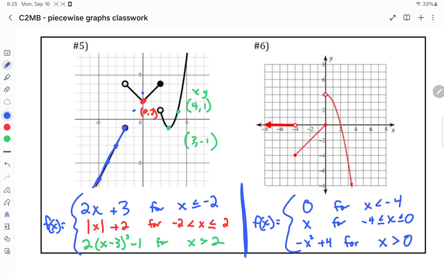All right, and there is your answer for this final graph. You've got a constant function, a linear function, and then a quadratic. Notice how the quadratic there is opening down. We can only see half of it, but I can tell that is a quadratic function.